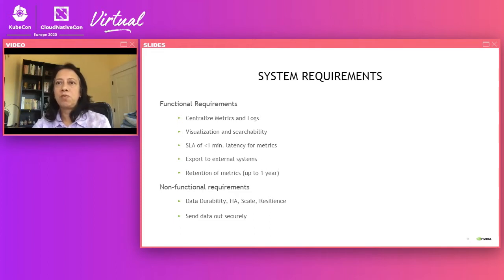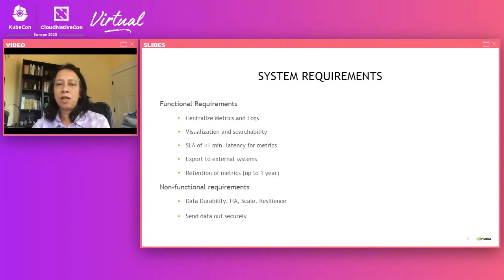These metrics have to be forwarded to external systems. The growing data needs to be retained to support long-term views. For the non-functional requirements, we need to consider data durability. That is to say, there should be no data loss.